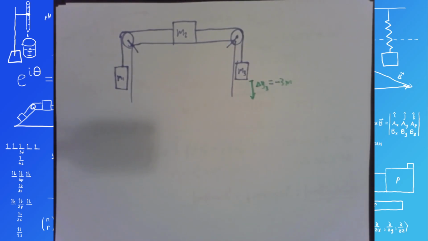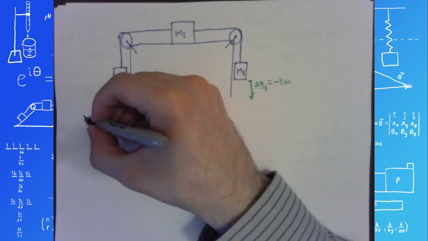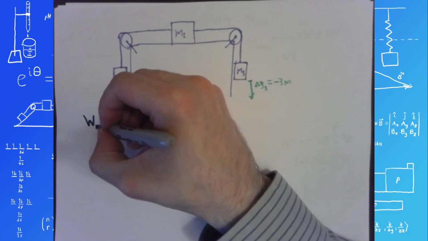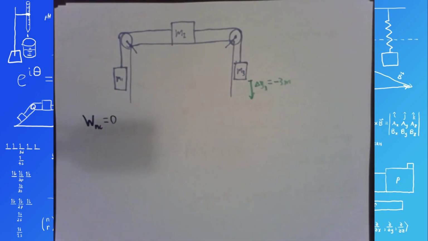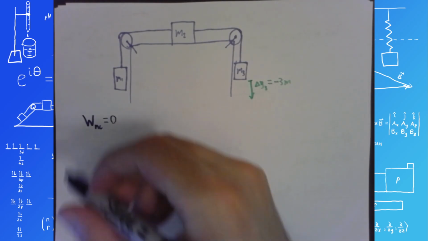Okay, so the reason I like to show this problem to students is because it helps you understand the idea behind conservation of energy for a system versus conservation of energy for an object. The condition for conservation of energy is that the non-conservative work has to be 0. What is non-conservative work? Any work done by forces that are not conservative.